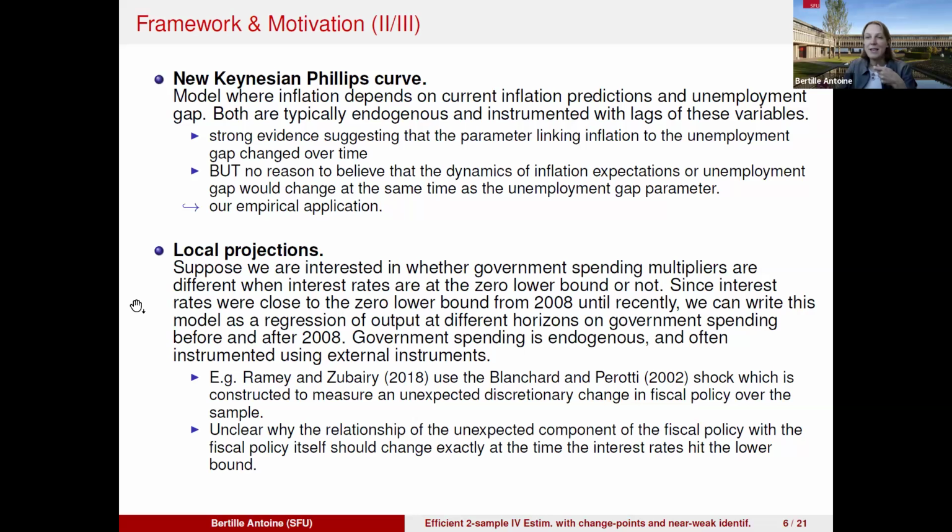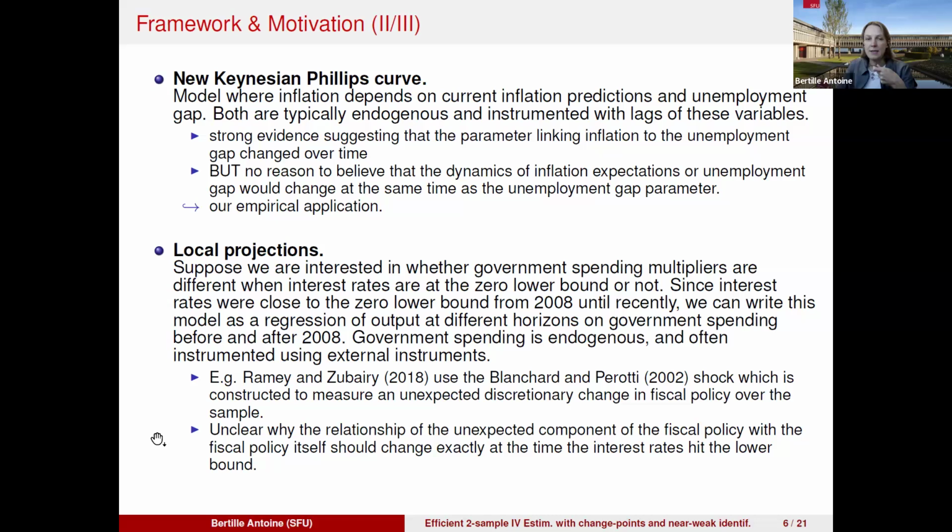Obviously, until very recently, interest rates were very close to the zero lower bound for quite some time, since probably 2008. And so what that means is that you could write this as a regression of output at different horizons on government spending before and after 2008. Government spending is endogenous, and you would use some kind of external instruments. This is exactly the study that Ramey and Zubairy did, and they use the Blanchard and Perotti shock constructed as a measure of an unexpected discretionary change in fiscal policy over the sample.